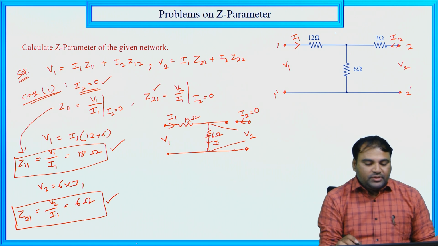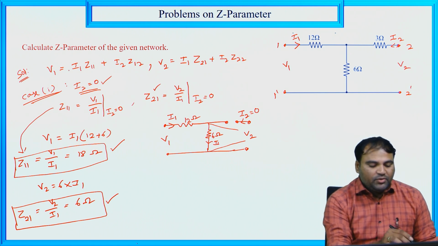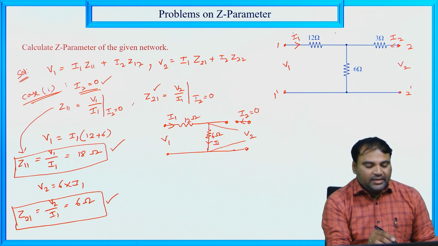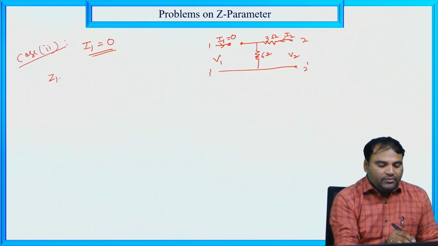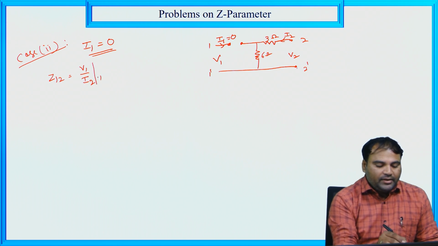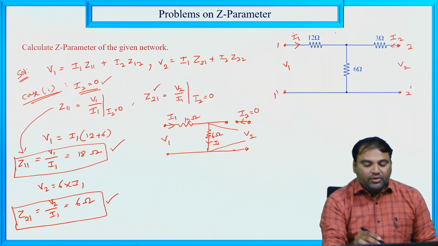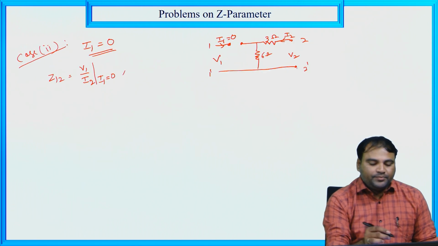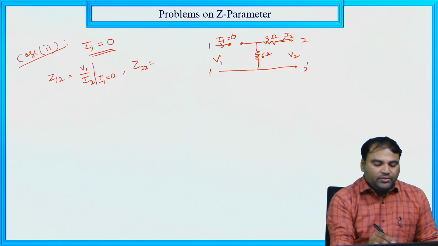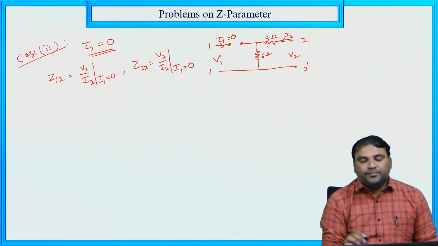So if I1 is equal to 0, what equations will we get? Z12 equals V1 by I2. So here Z12 equals V1 divided by I2 when I1 is equal to 0. And if I1 equals 0, we also get Z22, where Z22 equals V2 divided by I2 when I1 equals 0. Okay.